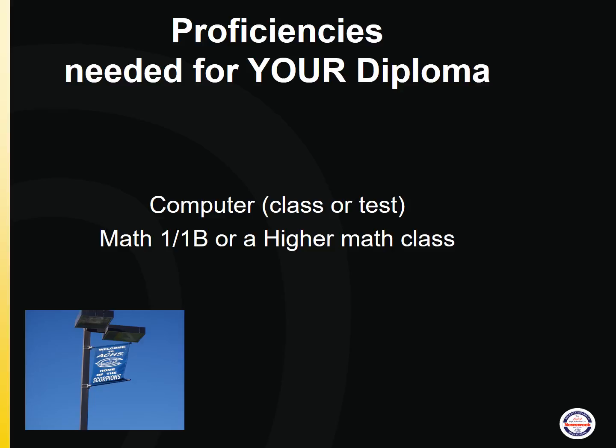In addition to the 230 credits required for the diploma, there are also 2 proficiencies needed. The first is the computer proficiency. You can fulfill this requirement by taking a specific class that fulfills the computer literacy requirement or taking a test. The test is offered multiple times throughout the school year. The other proficiency is the math proficiency. You must pass Math 1 second semester or 1B or a higher math class.